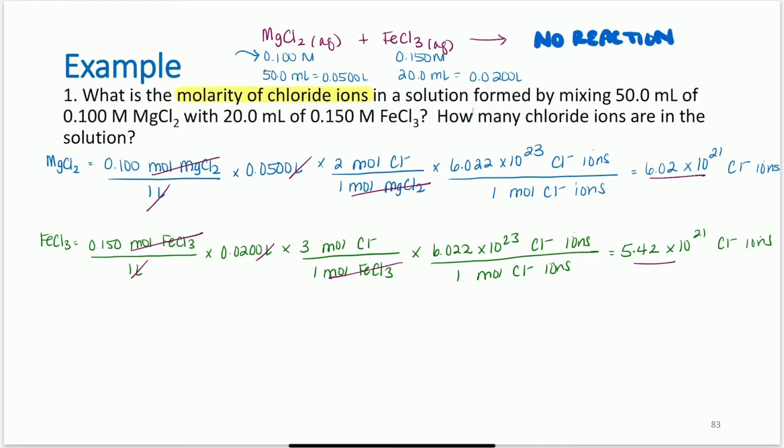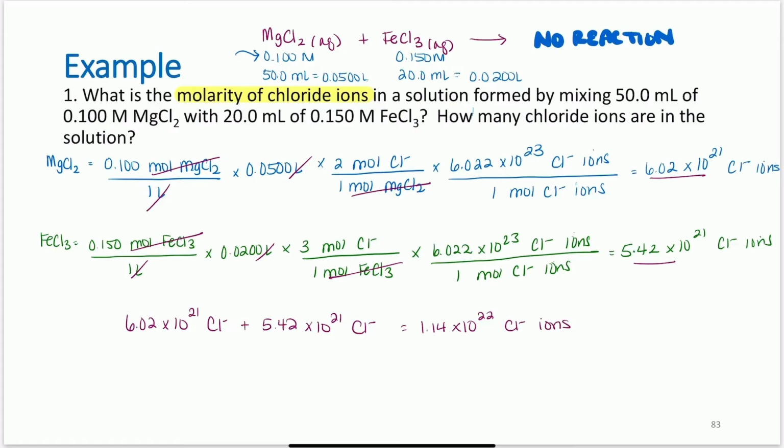What I'm going to do is add up how many chloride ions I have in total. So 6.02 times 10 to the 21st chloride ions from my magnesium chloride solution, plus 5.42 times 10 to the 21st chloride ions. And I find this to be 1.14 times 10 to the 22nd chloride ions.